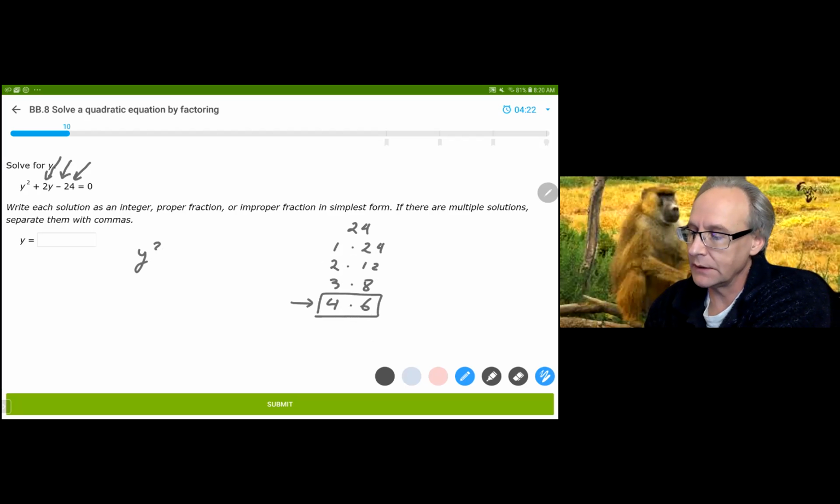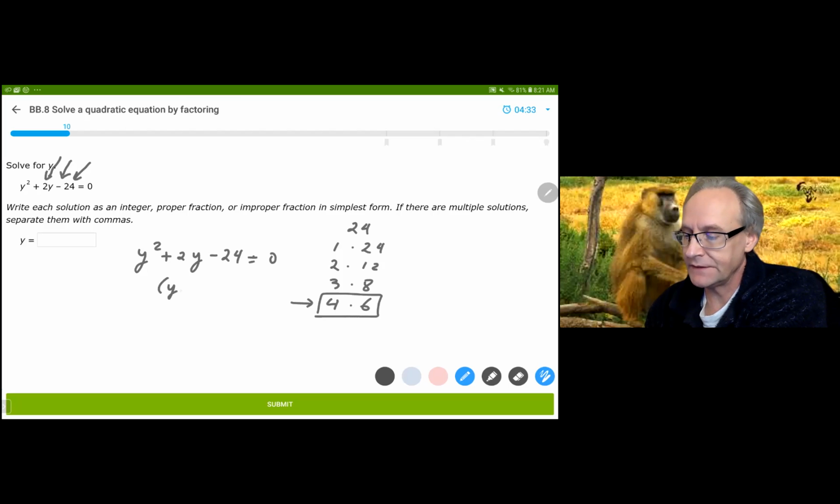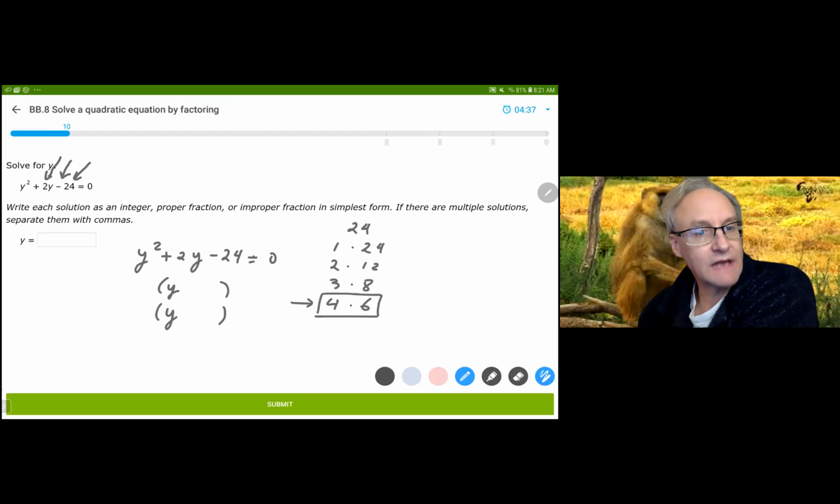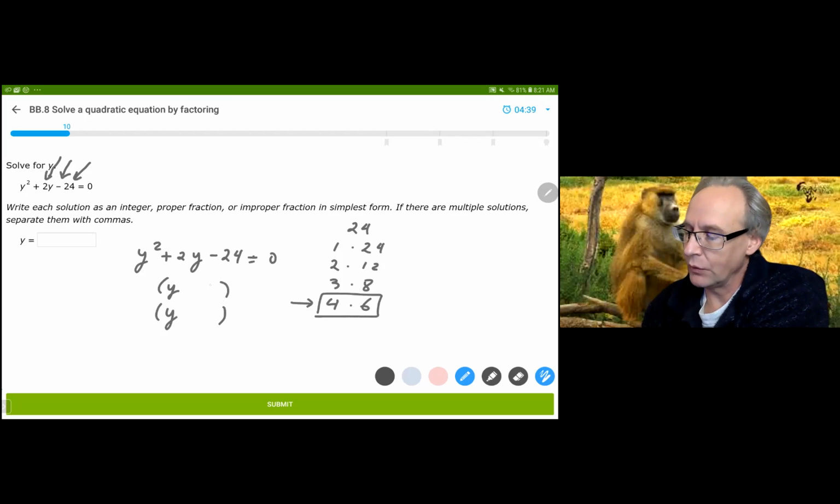This is y squared plus 2y minus 24. And I want to factor it. I'm going to go ahead and write the equal 0. And I want to factor this into its two parts. I like to stack them. Some people don't. It doesn't matter if you stack them or not. I'm going to use my 4 and my 6. It doesn't matter where they go.